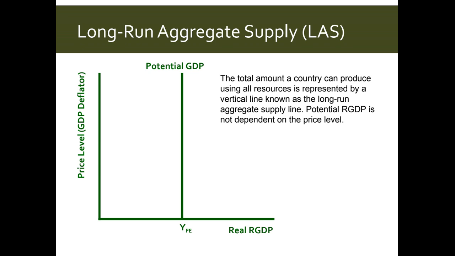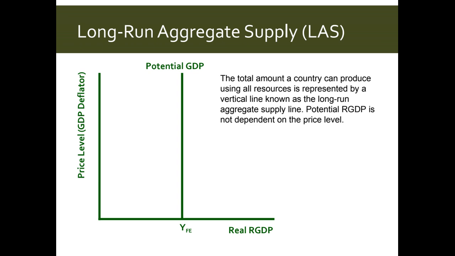So this is the long run aggregate supply curve. That is a vertical line exactly at YFE. By YFE, I mean real GDP at full employment. So the total amount a country can produce using all resources is represented by a vertical line that you can see on your screen. This is known as the long run aggregate supply line or long run aggregate supply curve. Same thing.